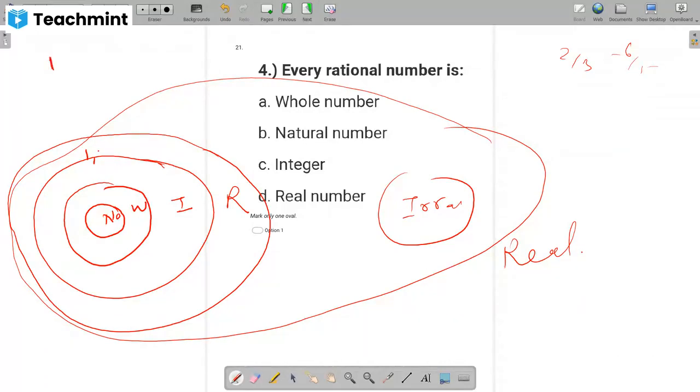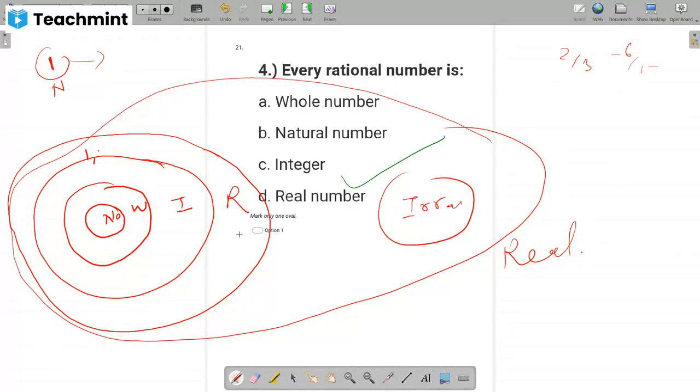Every natural number is a whole number is correct. Suppose we have 1. 1 is a natural number, and 1 is also a whole number. Correct. So every natural number is a whole number, every whole number is an integer, every integer is a rational number, and every rational number is a real number. So the correct option is option D.